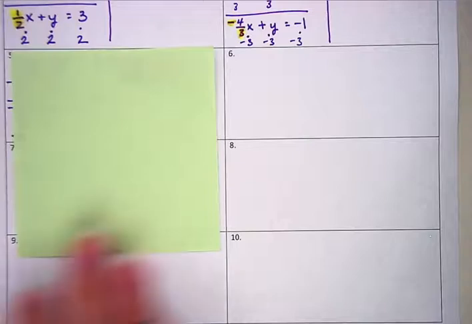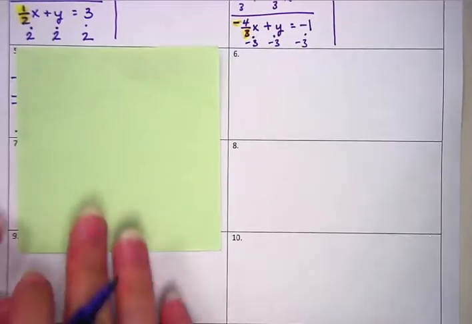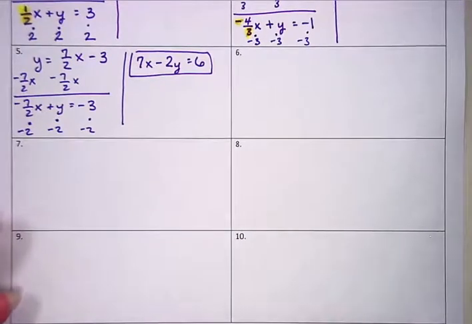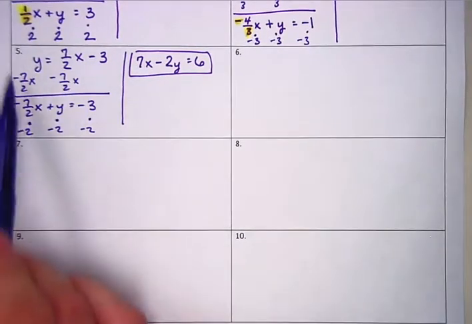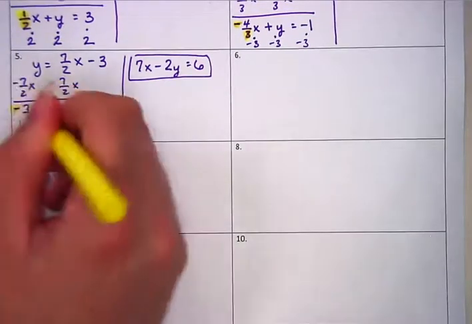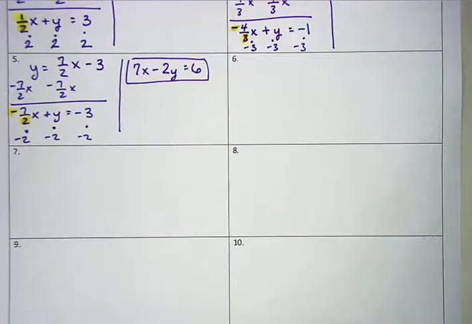All right, hopefully you're ready to see your answer for number 5. So you should have gotten 7x minus 2y equals 6. Okay, you would have subtracted the 7/2 x over, and because there is a negative on the x and a 2 in the denominator, we need to get rid of both of those things by multiplying by negative 2. So you would have gotten 7x minus 2y equals 6.